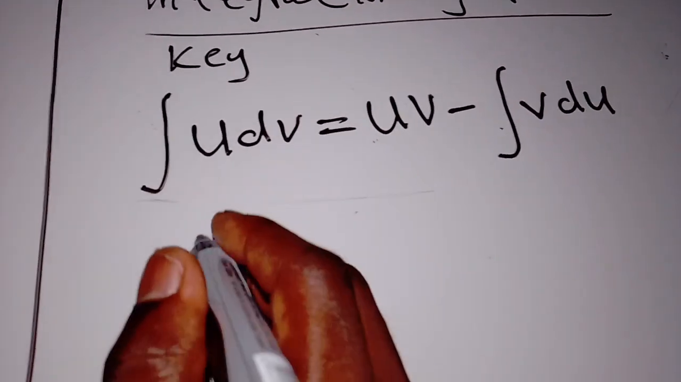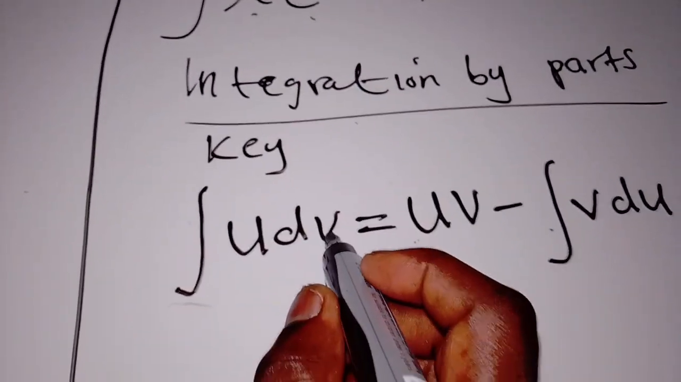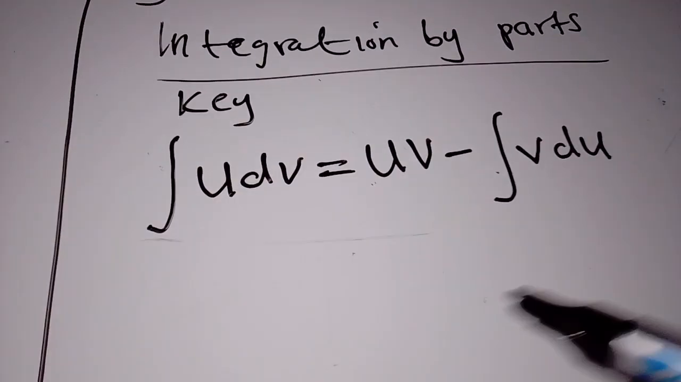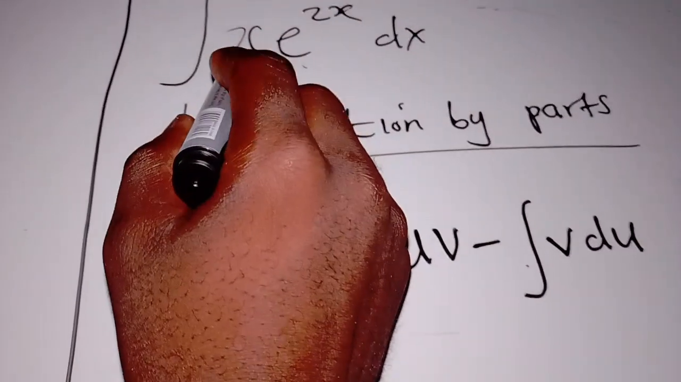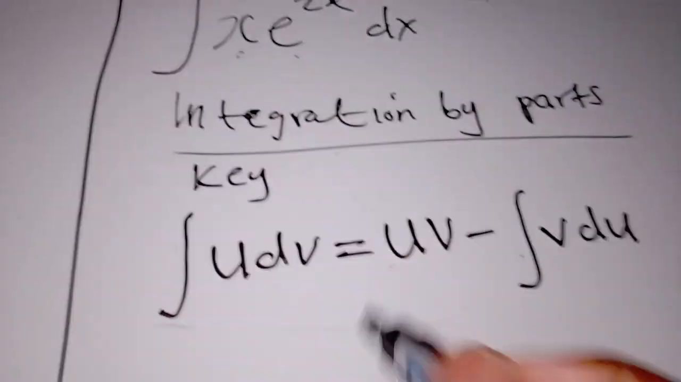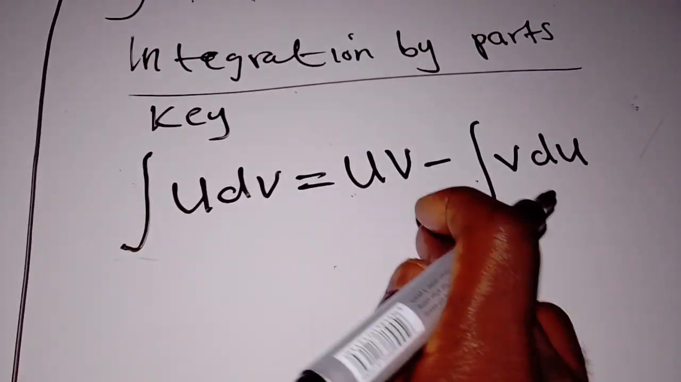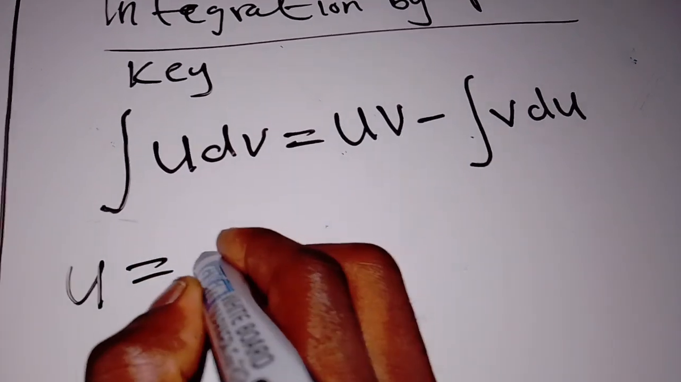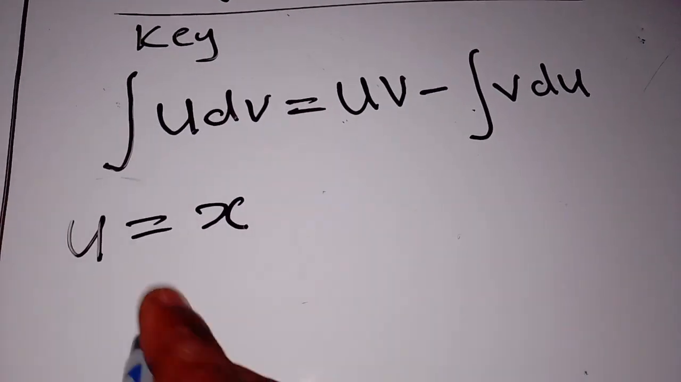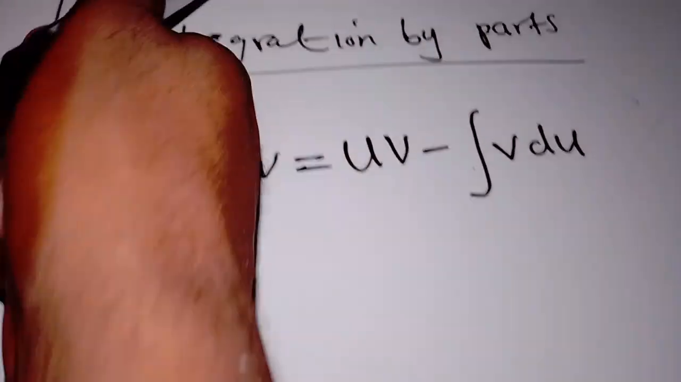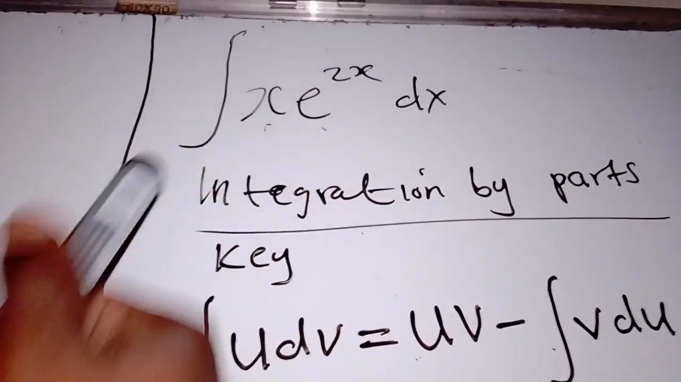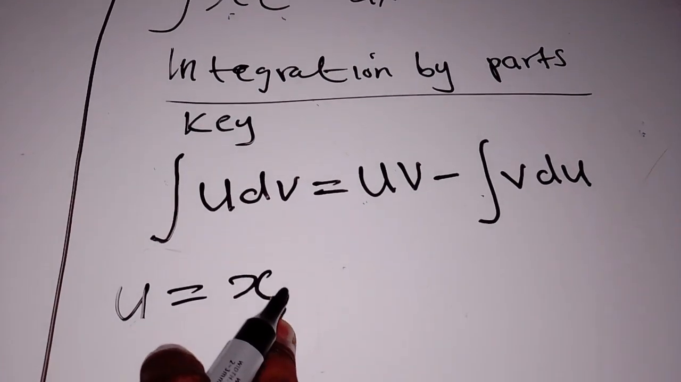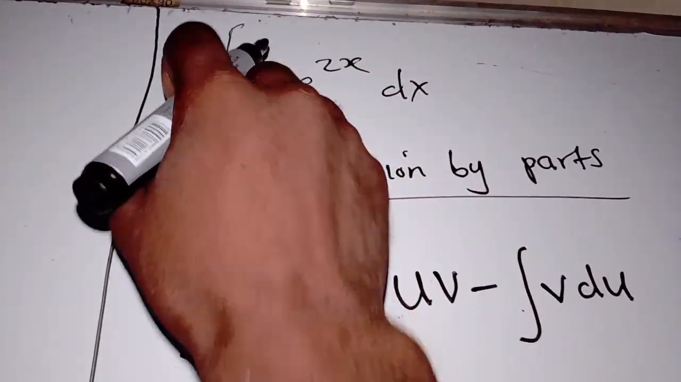So here what we need to do is, remember u dv is what we are having there, x e to the power 2x. Okay, so let x be our u. So u will be equal to what? x. Okay, so where there is x, you will put u, right? So our u will be x.